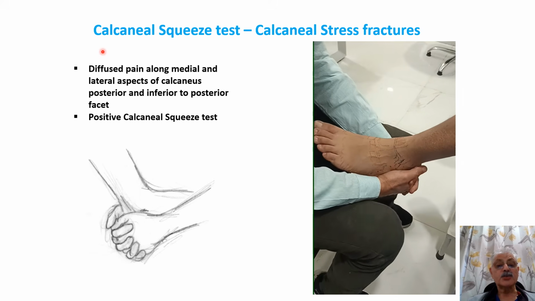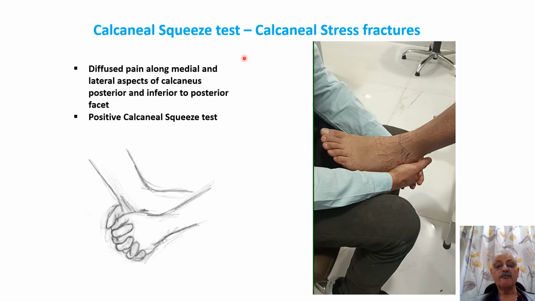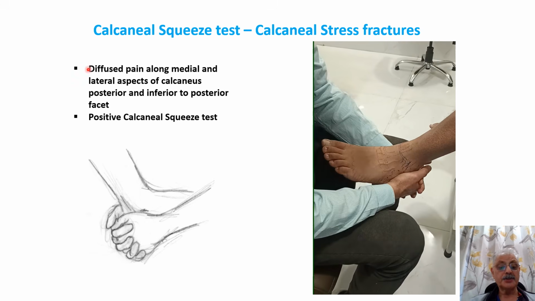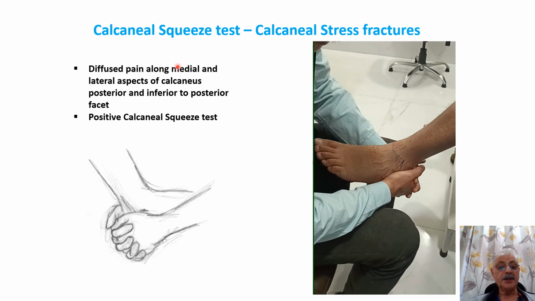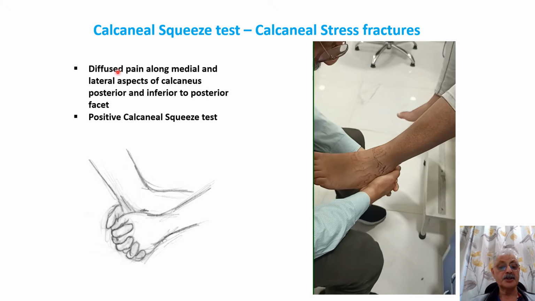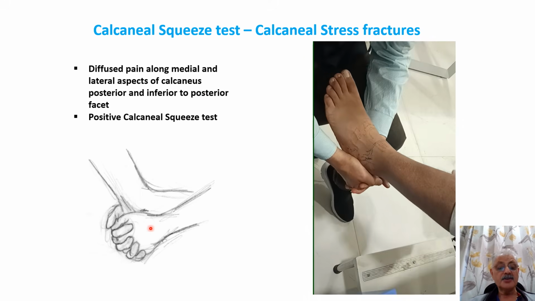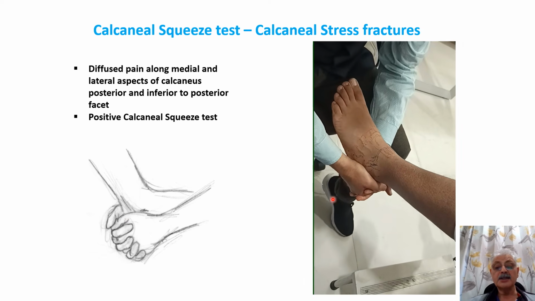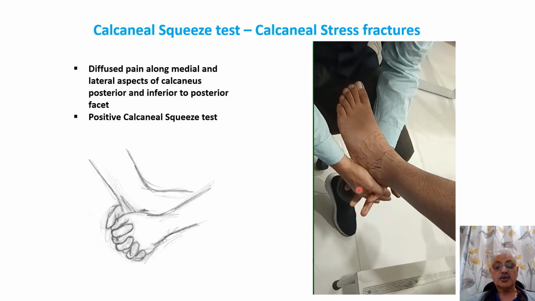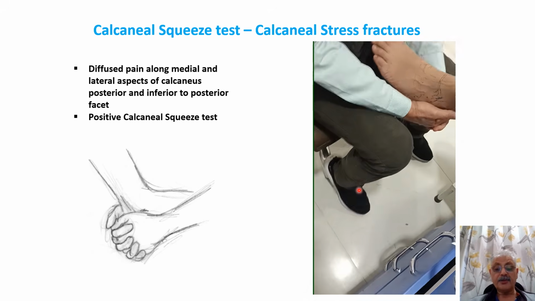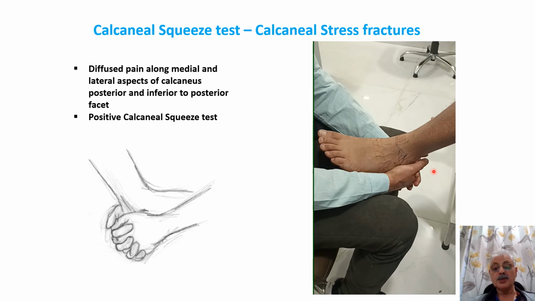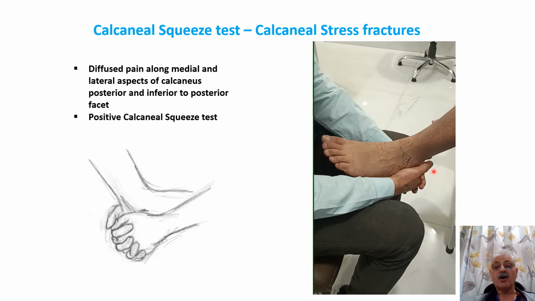The calcaneus squeeze test is performed for calcaneus stress fractures, and the patients normally present with pain along the medial and the lateral aspects of the calcaneus, which is posterior to the facet. And here you just squeeze the calcaneus between the two palms, and if the patient has pain during this squeezing, it is suggestive of a calcaneus stress fracture.